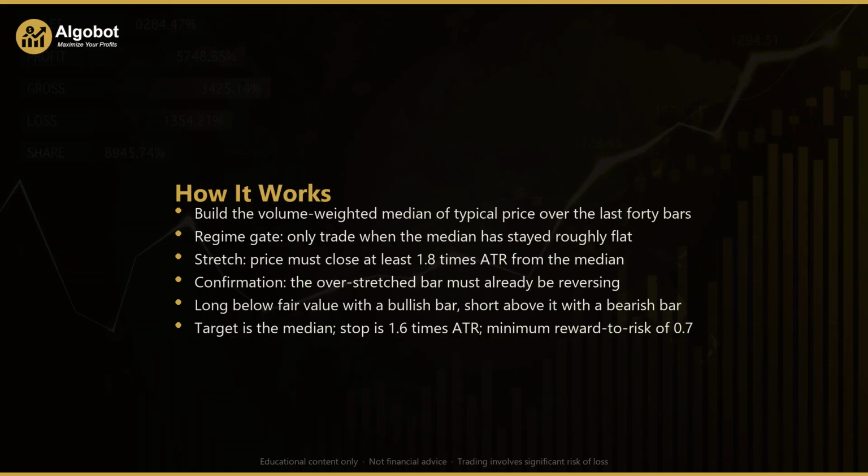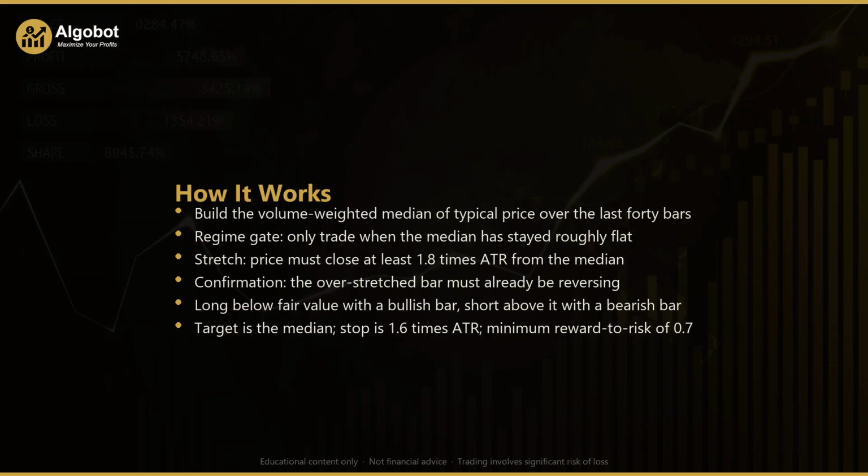Now let's walk through the exact logic, step by step. The EA works on closed bars only, acting once per newly completed candle, so it never reacts to an unfinished bar. First, it constructs the fair value anchor. Over the last 40 bars, by default, it takes each bar's typical price, the average of the high, low, and close, and weights it by that bar's tick volume. It then finds the price level where the cumulative sorted volume first reaches half of the total. That level is the volume-weighted median, the strategy's center of gravity.